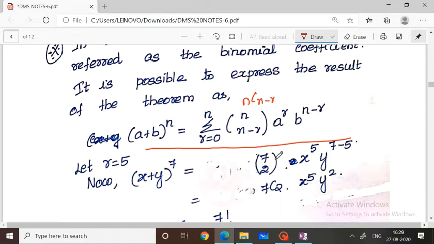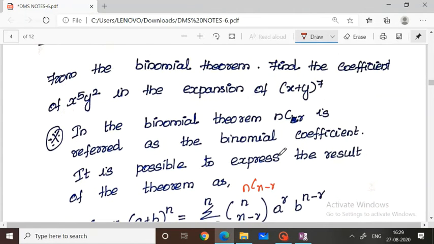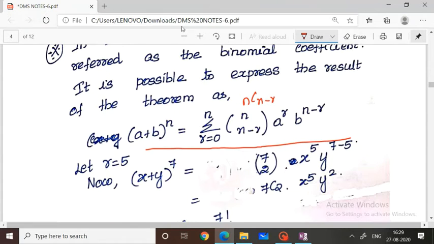So how will you find the coefficient? The first step is, it is asked to find x raised to 5 y square. So listen here, we need n and r. It is understood that n is equal to 7. n equal to 7 is given in the question itself. But we do not know what r is. It is asked to find out. What is asked here is x raised to 5 into y square.